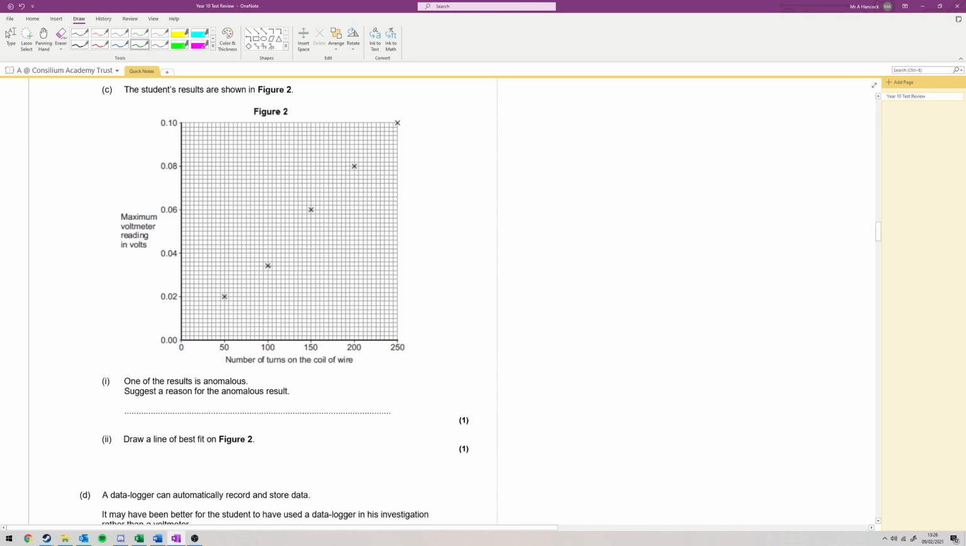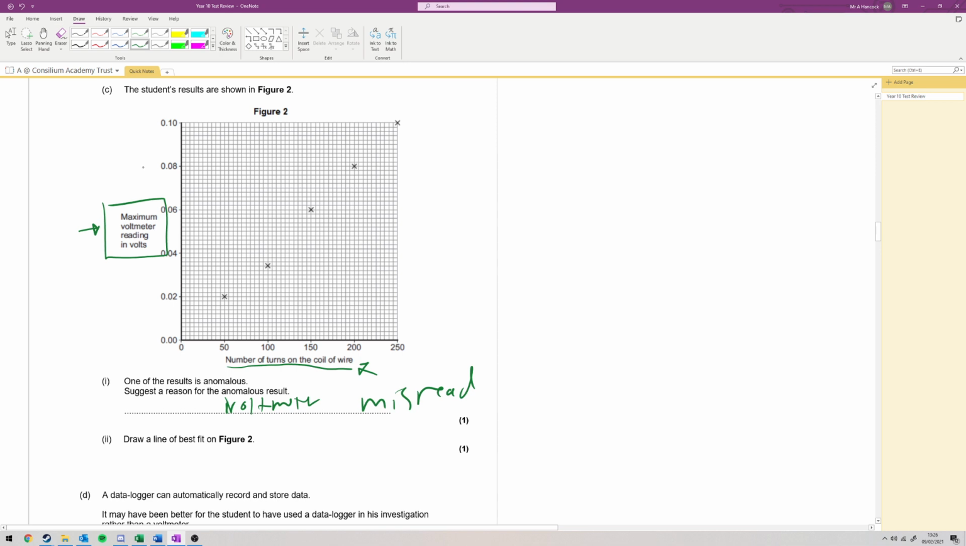You miscounted, right? So you are allowed voltmeter misread, because these are the two things that have been counted. This is the independent one. This is the one you are changing. You counted the number of turns on the coil of wire, and then you read the voltmeter reading, the maximum. So there are two potential sources of error. Choose one of them. Voltmeter misread.